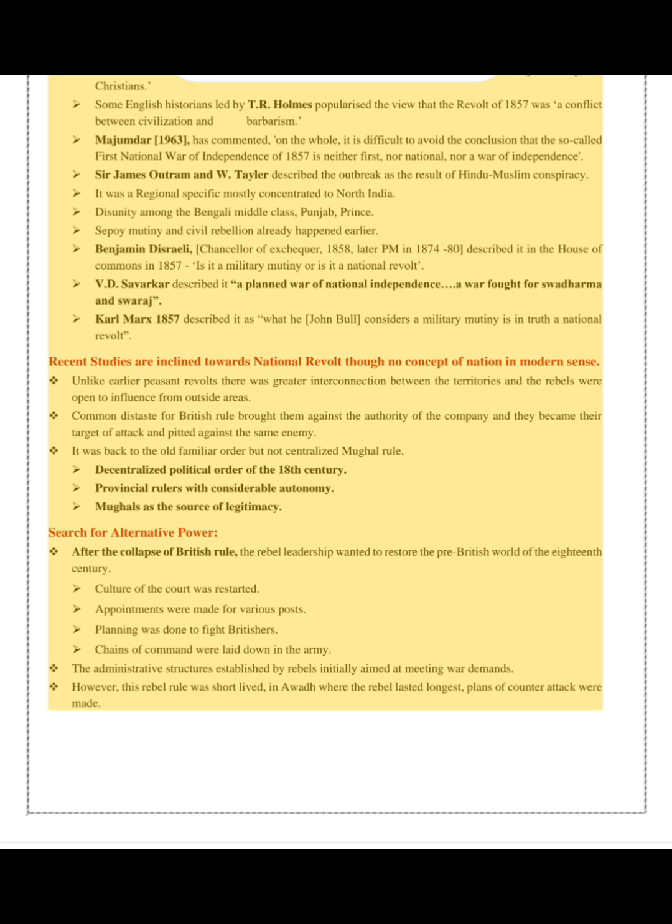Search for alternative power. After the collapse of British rule, the rebel leadership wanted to restore the pre-British world of the 18th century. Culture of the court was restarted. Appointments were made for various posts. Planning was done to fight the Britishers. Chains of command were laid down in the army. The administrative structures established by rebels initially aimed at meeting war demands. However, this rebel rule was short-lived. In Awadh, where the rebellion lasted longest, plans of counter-attack were made.